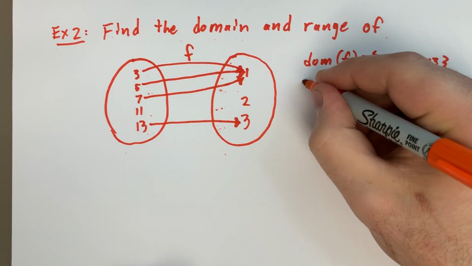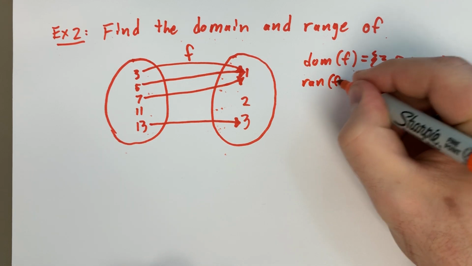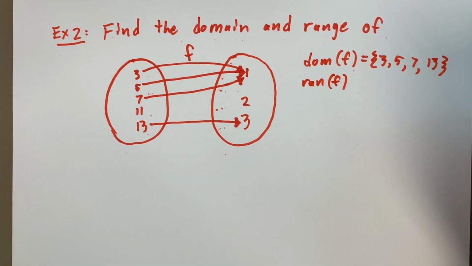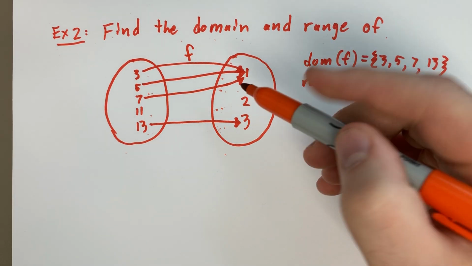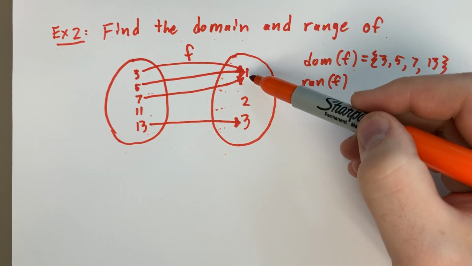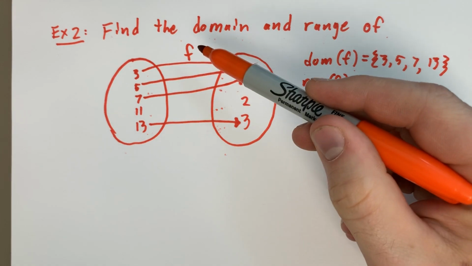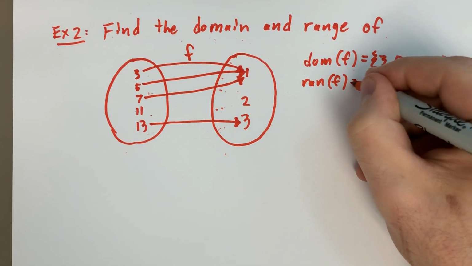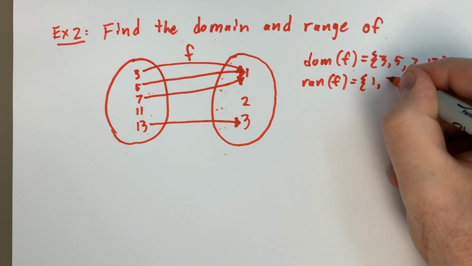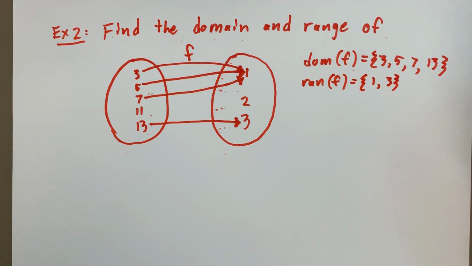Okay? How about the range? Range of f, or the range of any function, is the set of all possible y values, or the set of all possible outputs for a function. So our function only points to 1 and 3. So those are the only outputs possible via this function f here. So we write the set containing 1 and 3. And that's our range. So we've successfully determined that this is a function, we found its domain, we found its range, and we're done.